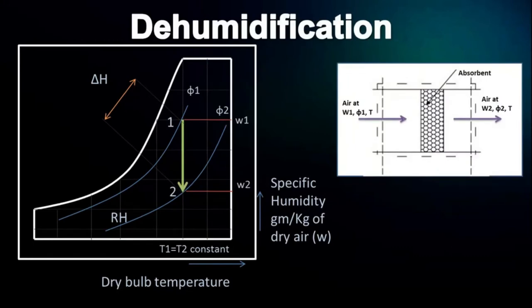The dehumidification process can be shown on the psychrometric chart by a vertical line from 1 to 2 pointing downward, as shown in the figure. Here, the specific humidity decreases from W1 to W2, whereas dry bulb temperature remains constant. In this case, relative humidity also decreases from phi1 to phi2. The dehumidification process can be done by using chemicals like calcium chloride or silica gel. Air is passed through slabs of these chemicals, which absorb moisture from the air, as shown in the figure.